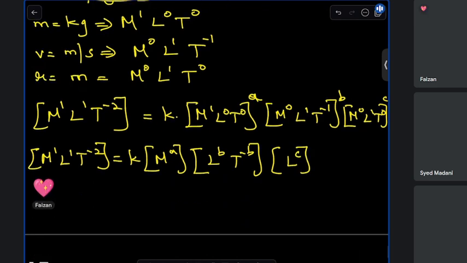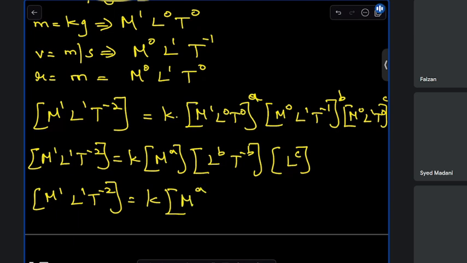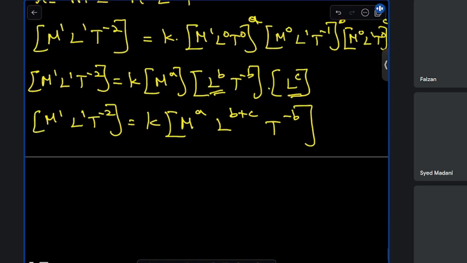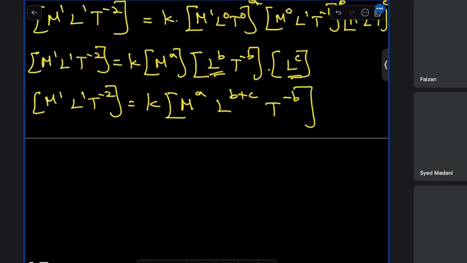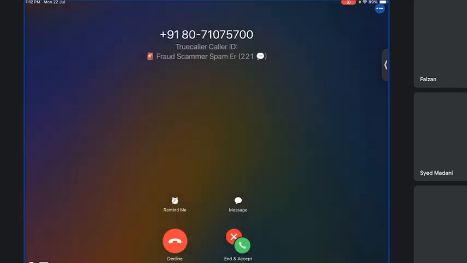Done. Left hand side as it is. M1 L1 T to the power minus 2 is equal to K into M to the power A as it is. Bases are same. Multiplication in between. So we can add the powers: L to the power B plus C, T to the power minus B. Done. Now what can be done? Equate the powers of the left hand side and the right hand side.